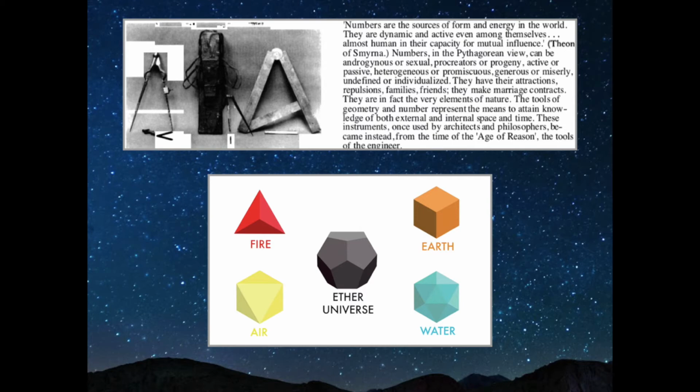The tools of geometry and number represent the means to attain knowledge of both external and internal space and time. These instruments, once used by architects and philosophers, became instead, from the time of the Age of Reason, the tools of the engineer. And in the lower picture you see fire, earth, air, universe, and water being depicted as the Platonic solids.